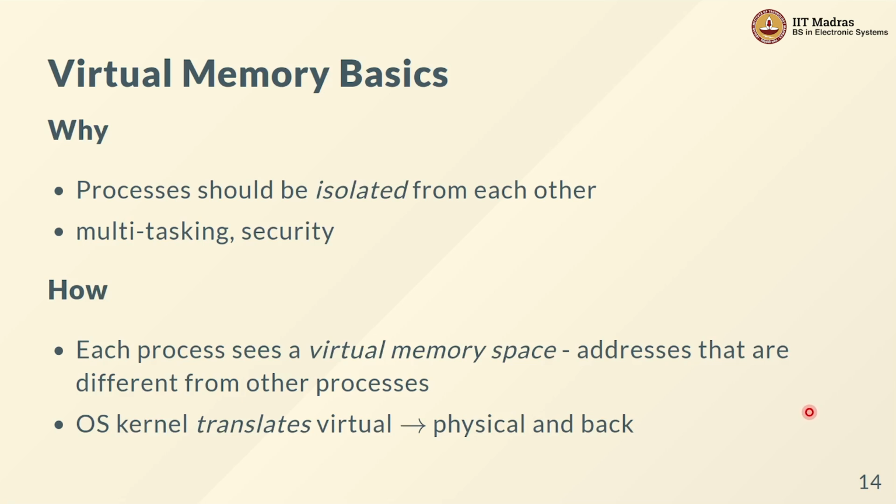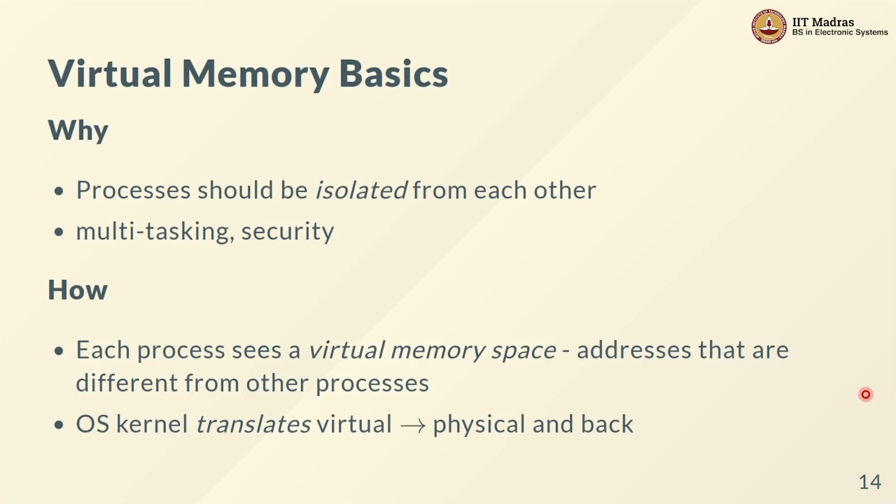Okay, so what do we mean by isolated from each other? As I've already said, one process should not be able to read or write the data corresponding to another process. This is especially important when we have multitasking. Otherwise, of course, there's no concept of multiple processes. And it has direct implications for the security of the system, right?